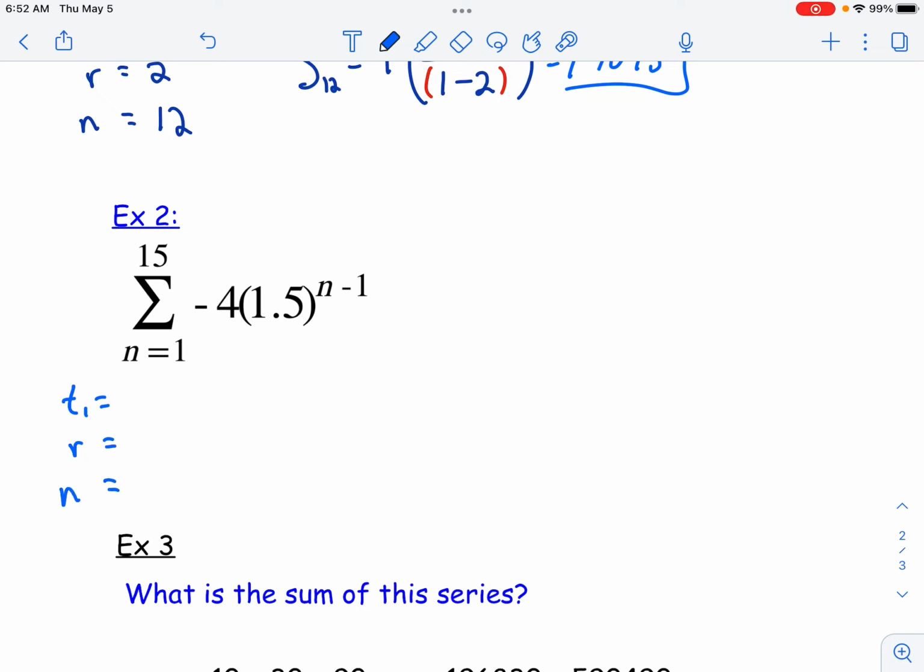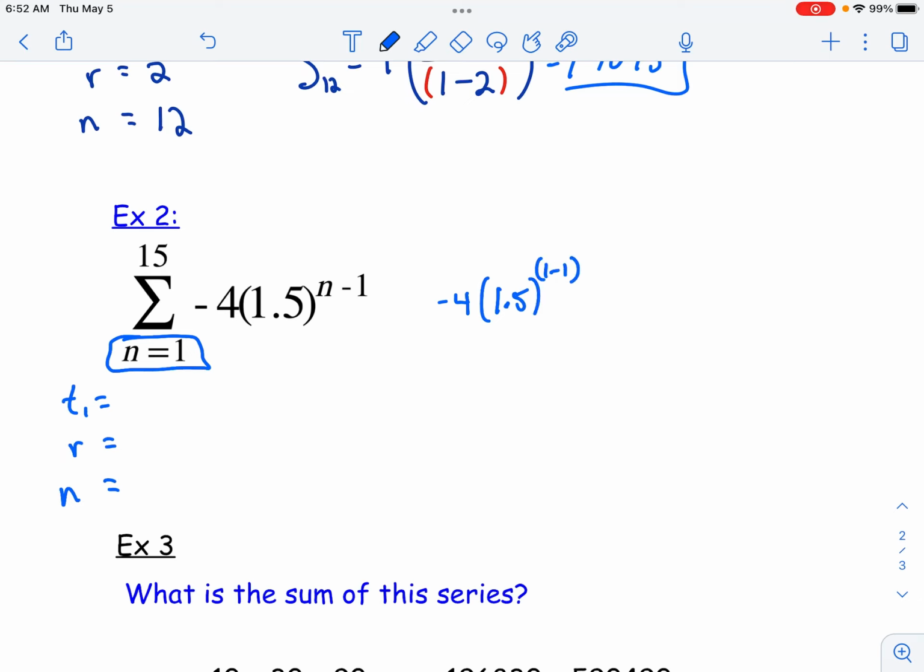For our first term, you are going to take what's on the bottom of the sigma and plug that in. So that would be -4 times 1.5 to the 1 minus 1 power.